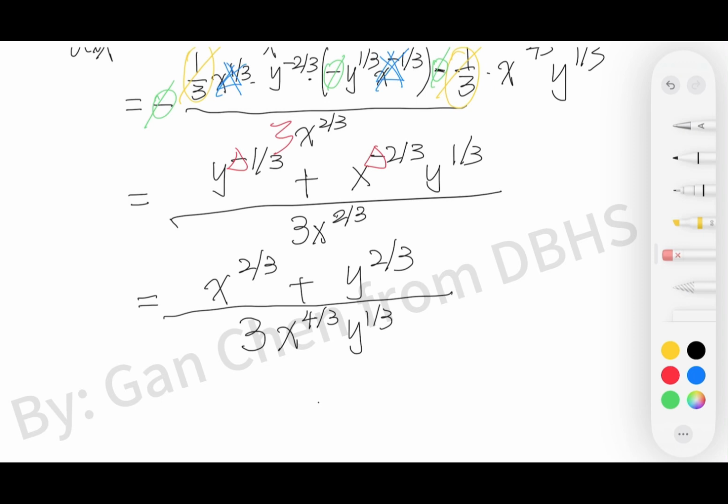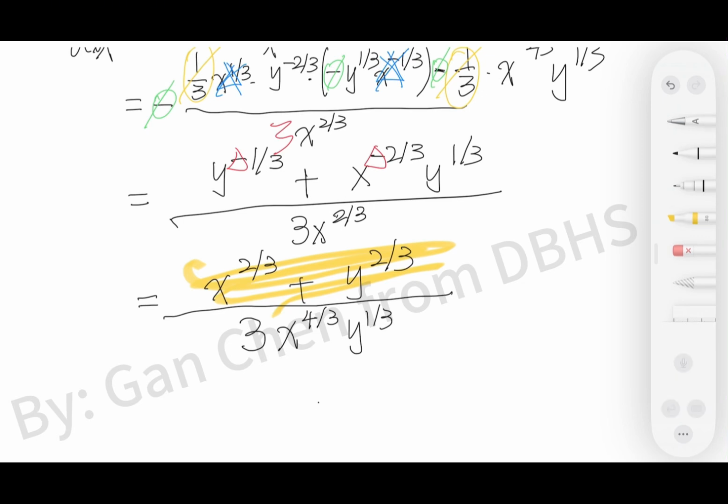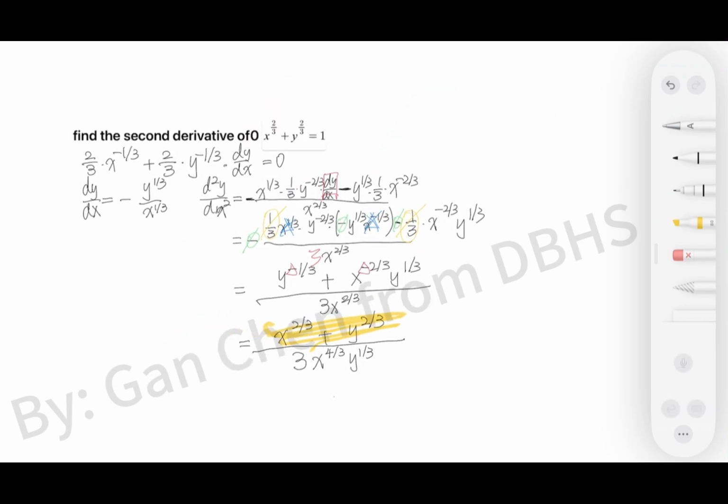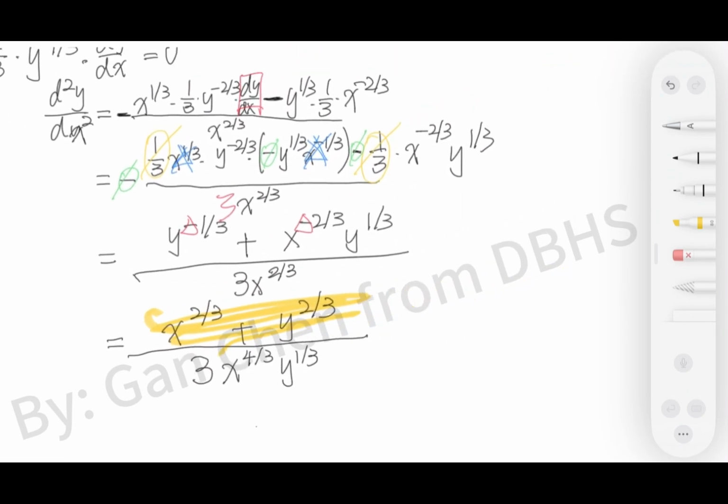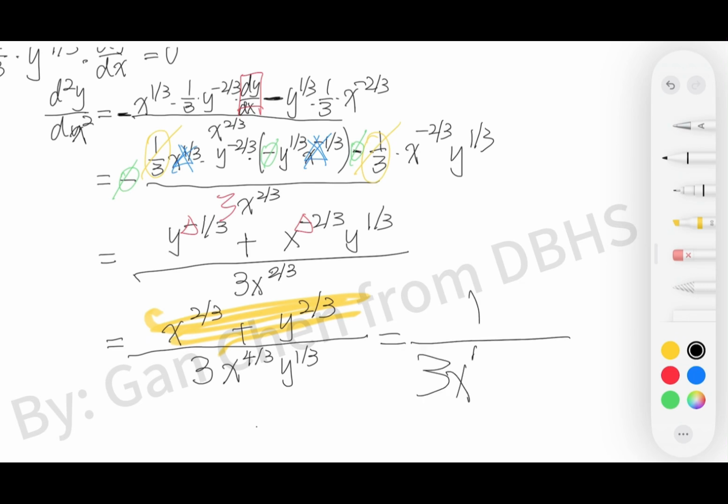So what does the top equal here? Here, we should look back at the question now. So what's the question? x to the 2/3 power plus y to the 2/3 power equals 1. Are they the same thing? Yes, you may say. So let's replace it with 1. 1 over 3x to the 4/3, y to the 1/3 power. And that's it for this question.